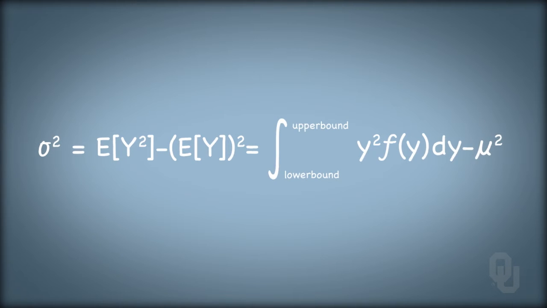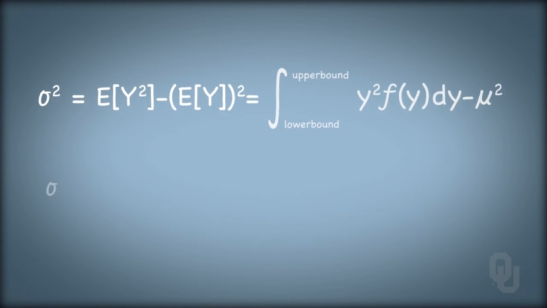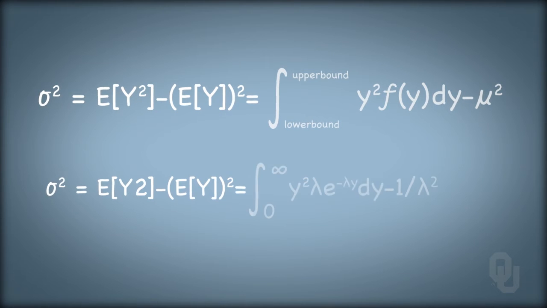Recall that the variance is the expected value of y squared minus the expected value of y quantity squared. If we work this out for the exponential distribution, we get that the variance of exponentially distributed random variable y is 1 divided by lambda squared.